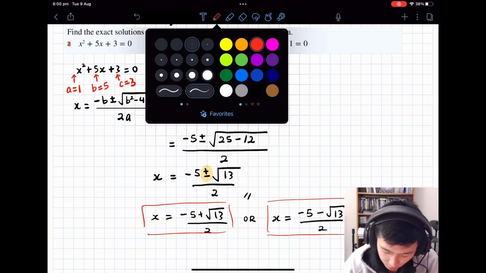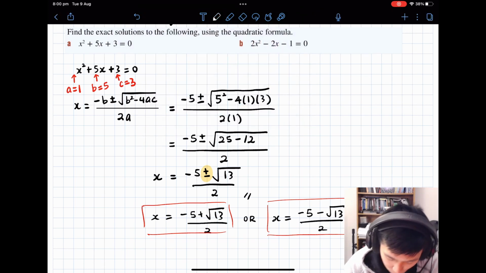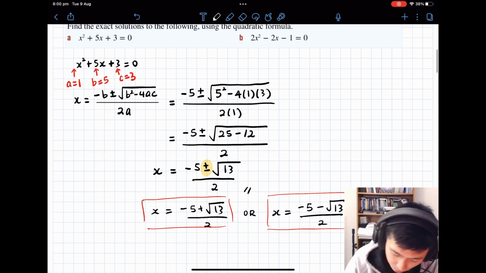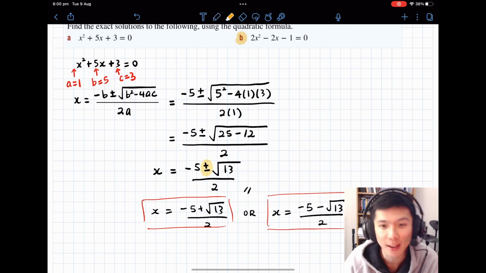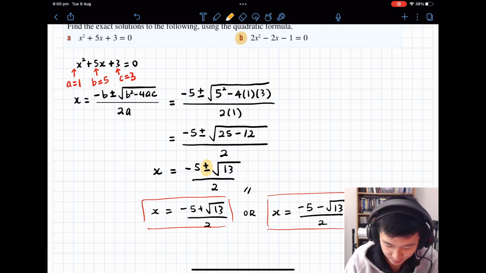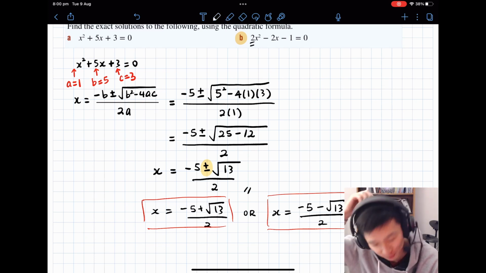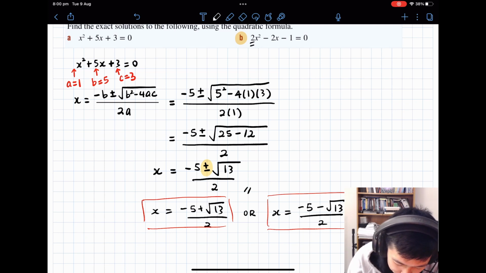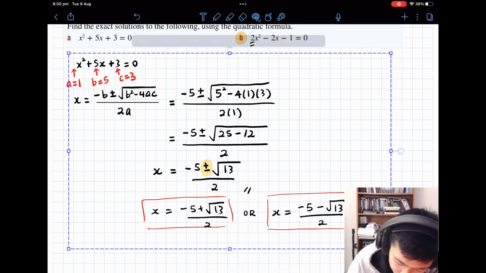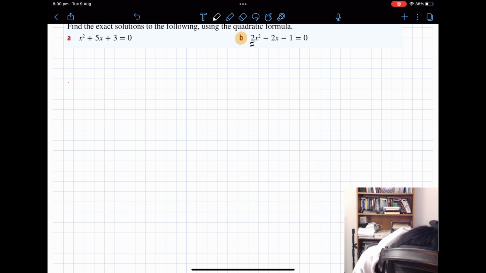Okay? So I'm going to also help you do B, because B, as you can see there, is a non-monic, yeah? Because it's got a 2 in front of the x squared. So let's do that together. So let's write down our question.